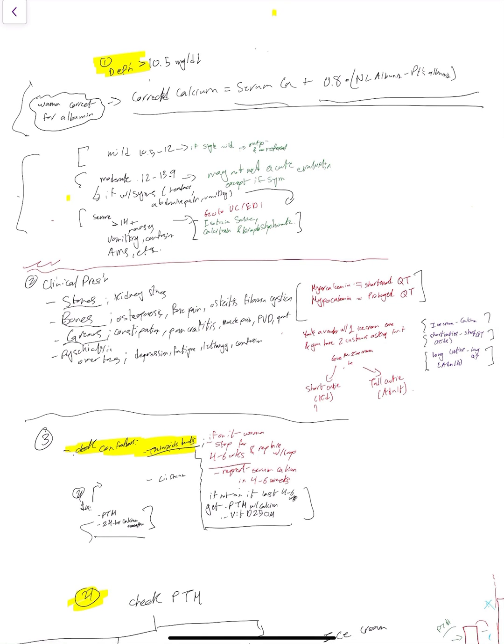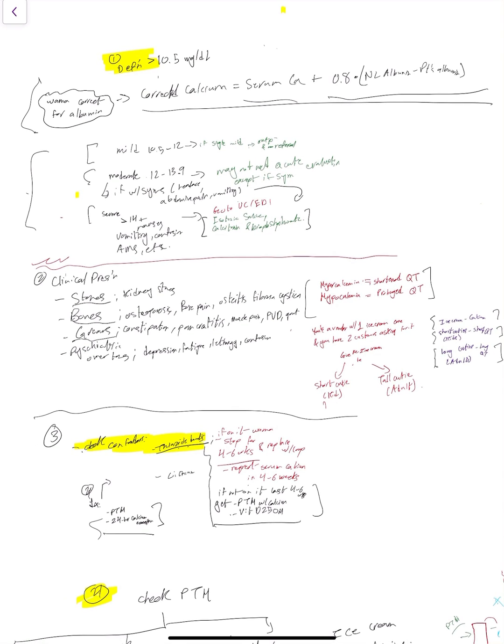It's defined as calcium levels more than 10.5 mg/dL. And if there are albumin level abnormalities, you want to correct for that. You can see the formula here. Corrected calcium is serum calcium plus 0.8 multiplied by the difference between the normal albumin level and the patient's level. You can also find online calculators to do that.